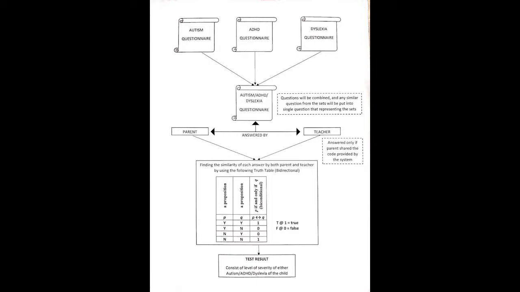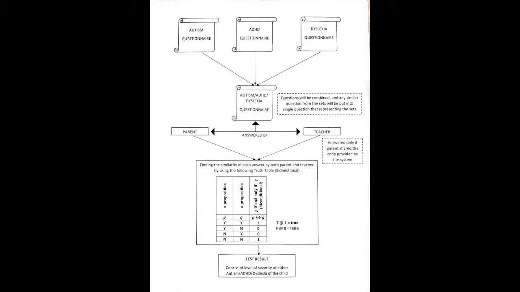So this is the system flow. There are 3 sets of questions that are combined to become a single test. That single test needs to be answered by both parent and teacher. The parent needs to answer the test first. Once the parent has completed the test, the system will display the test code to the parent, and the parent needs to share the test code with the teacher so that the teacher can answer the same test for the same child.